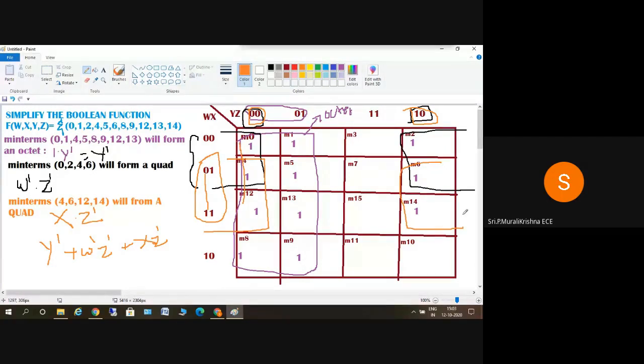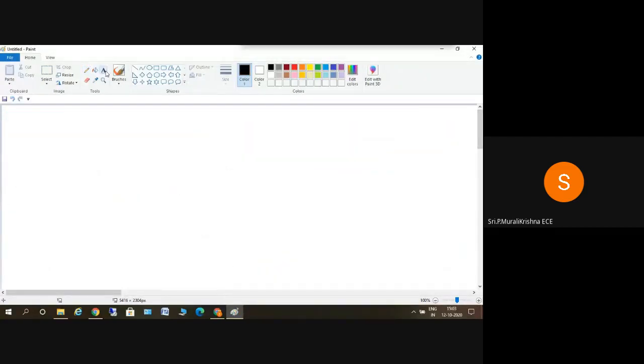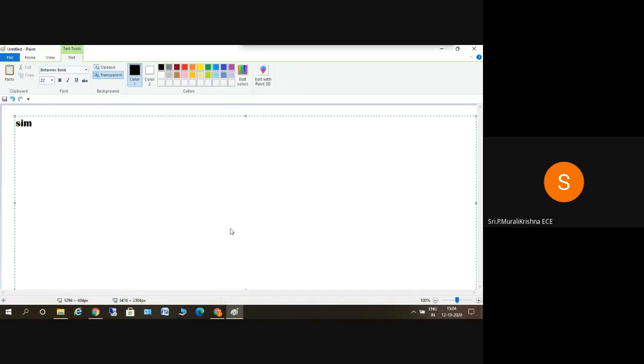Okay, and we'll see one more model here. Simplify the following Boolean function. Take down the problem here. F is equal to... this is in terms of the functions here. The functions, like we did in the 3 variable Kmap, we have to do here too.